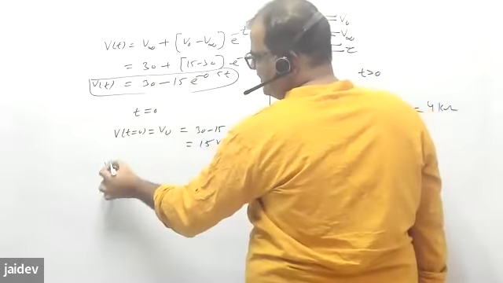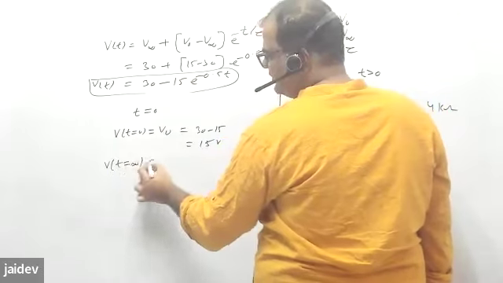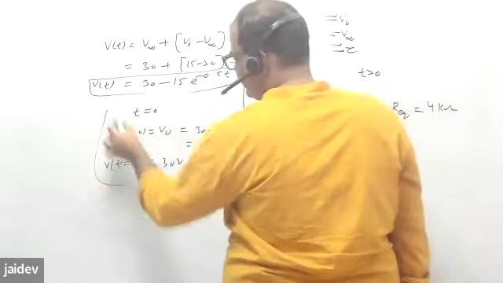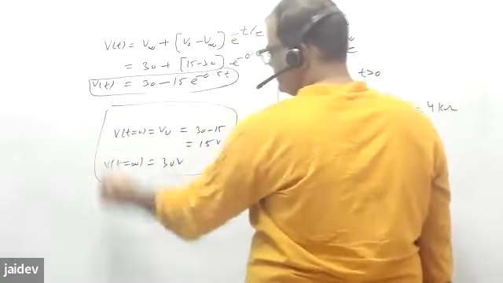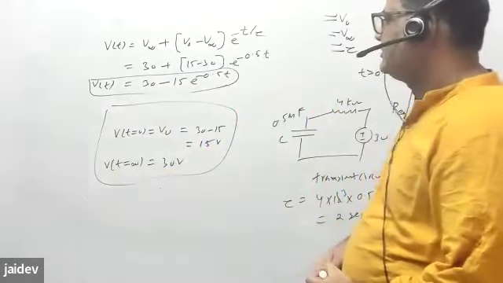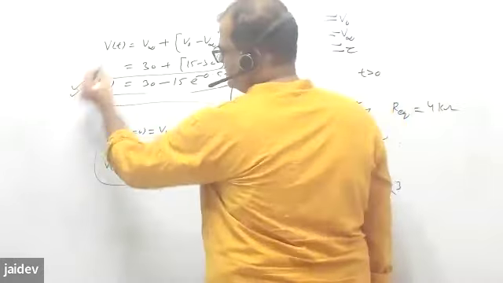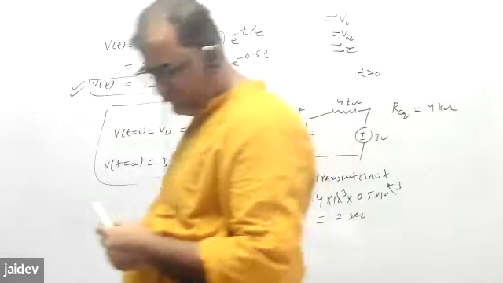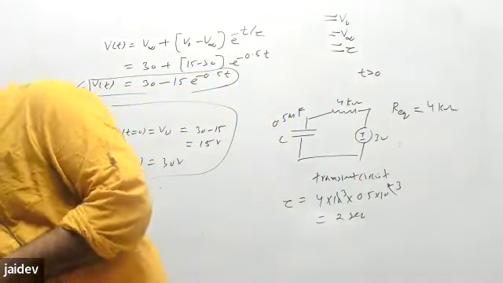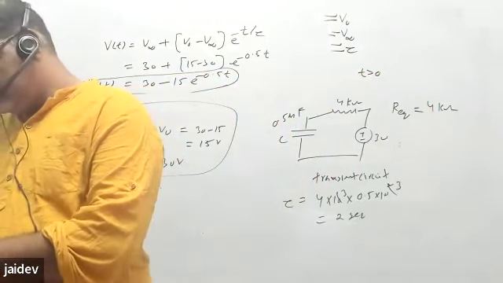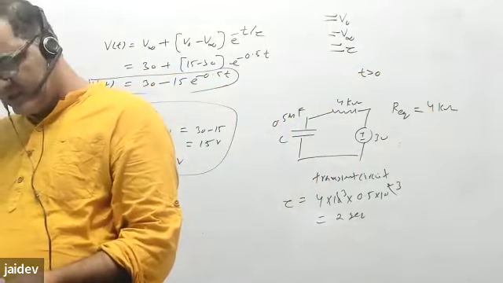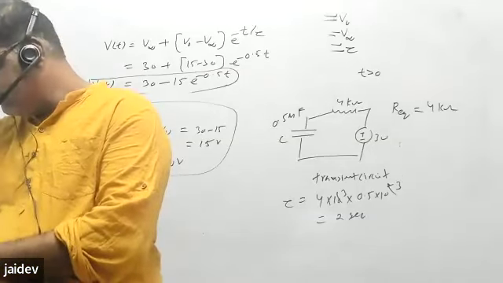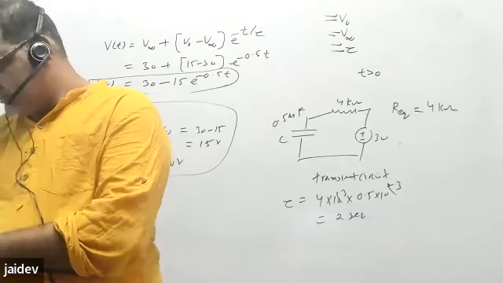And if you find what is V at t is equal to infinite time, this term will become 0. So we'll get 30 volts. So this equation is satisfied. Okay, so this is the equation. This is the transient behavior equation. So I hope you find these questions very simple. Okay, there is nothing tough. So this was your capacitor.